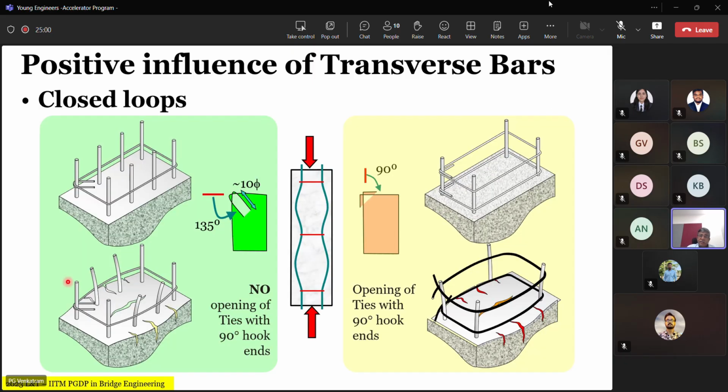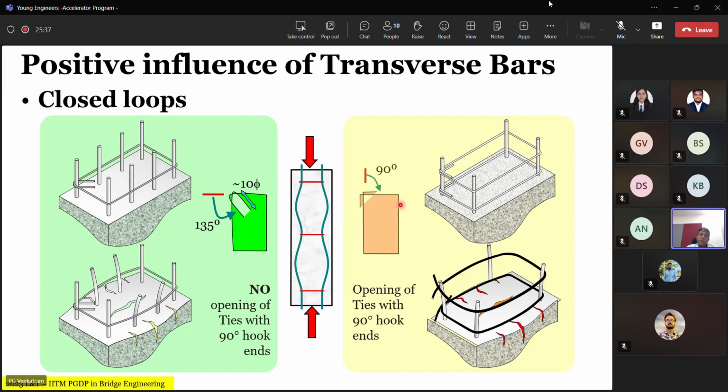Now to understand this performance of the tie, you can look at two different detailings. As you can see here, when the axial load is compression, you have a detailing where the closed tie has a 135-degree loop. The question is, how do we make the confining concrete effective? In order to achieve an effective confinement, you must have this 135-degree bend at the end so that the open ends of the tie are anchored into the core of the concrete.